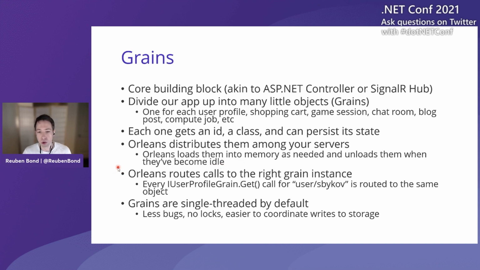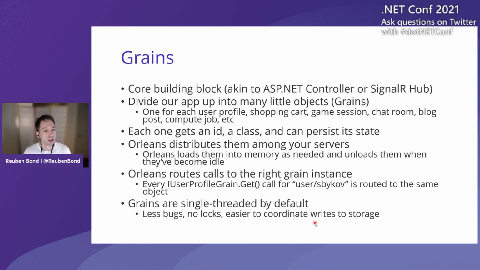It routes every single call for a given grain to the same instance. So any call for your shopping cart always goes to your shopping cart object. Say it's on server X, every call will always go to server X for that shopping cart. And they're also single threaded, and we do this simply for ease of use and to prevent a lot of bugs. So in your system built on Orleans, you scale by having a lot of grains. You don't necessarily need to scale any one individual grain. And so that results in fewer bugs. You don't need to use concurrency primitives. It's a lot easier, and it helps you to coordinate writes to storage.